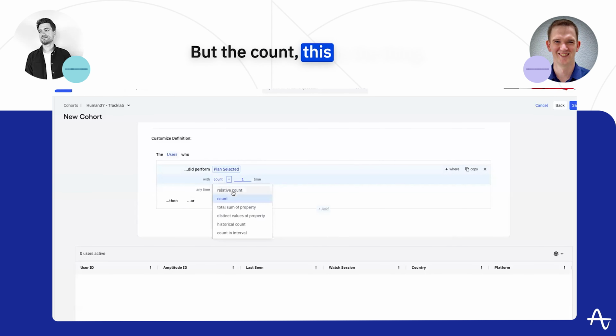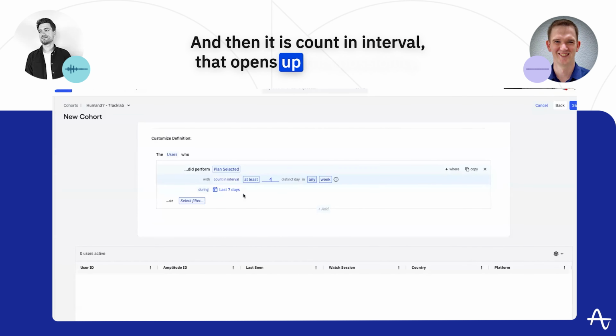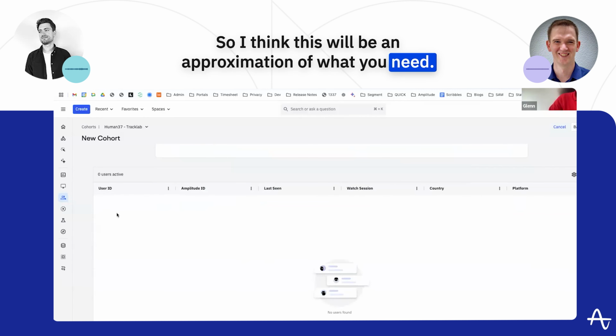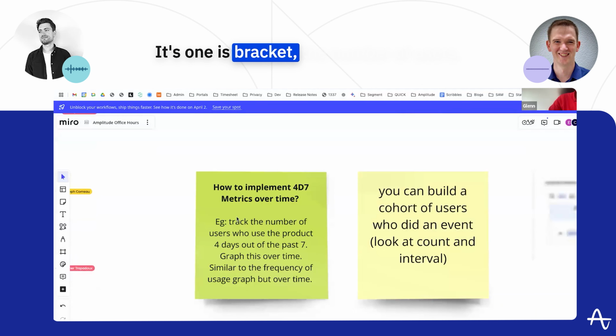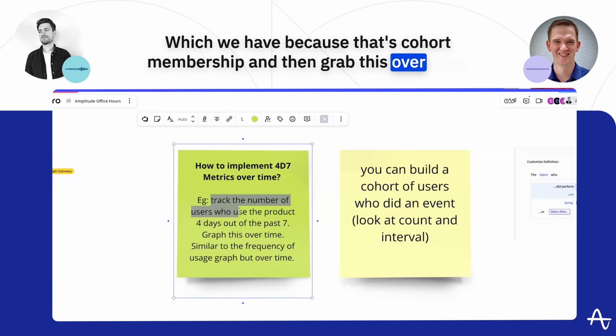But the count, this is the thing. You get different menus as soon as you hit count, and then it is count in interval that opens up this possibility. So I think this will be an approximation of what you need. The question was, because it's a two-sided question, right? One is bracket, the number of users we have, because that's cohort membership, and then graph this over time.